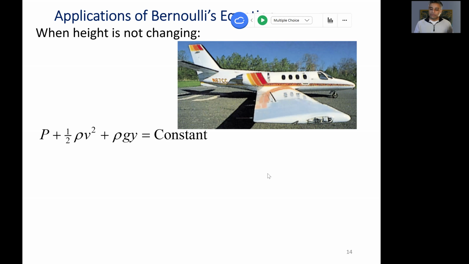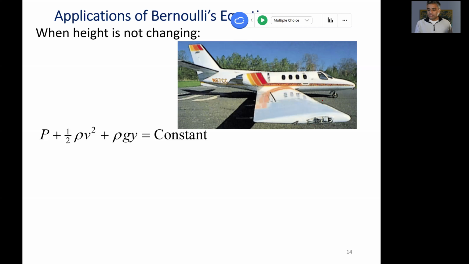So let's suppose this plane is flying. Oh, not flying yet. It's just running on the runway to take off. Why do planes have to run at very high speed before they can take off? How do we explain that, right? So let's take a look.